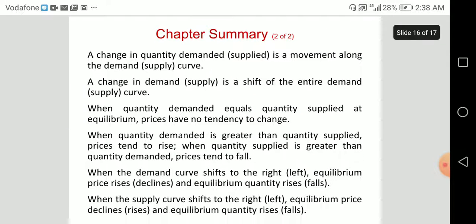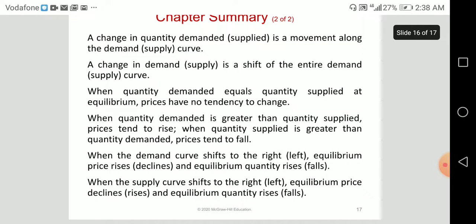So change in quantity demanded, and we have talked about the change in demand. When quantity demanded equals quantity supplied, we have equilibrium, and prices have no tendency to change. But when quantity demanded is greater than quantity supplied, prices tend to rise. When quantity supplied is greater than quantity demanded, prices tend to fall. When the demand curve shifts to the right or to the left, equilibrium price rises or declines, and equilibrium quantity rises, and so on.